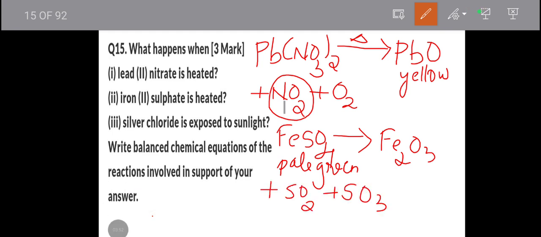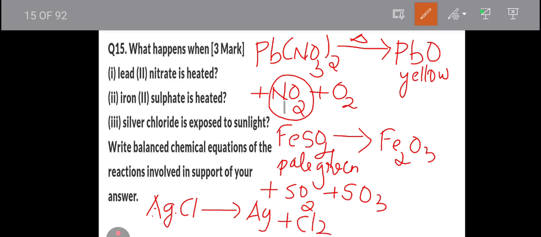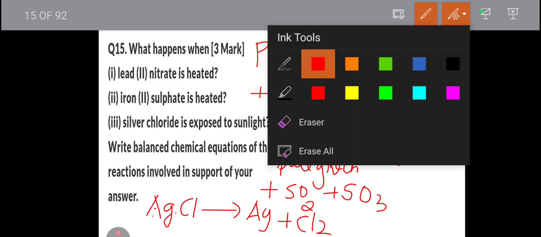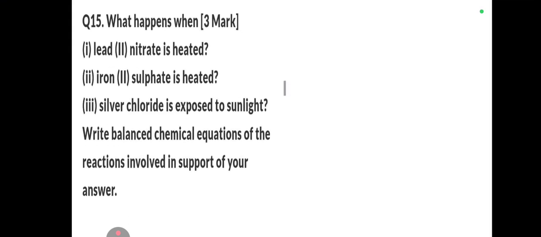Silver chloride. The color of silver chloride is white. This white colored silver chloride, when exposed to sunlight, turns gray. AgCl turns into silver, and this silver has a gray color. Along with that, chlorine gas is also produced. So these are the changes which take place. Hope this question is clear to you. Let's move to the next question.